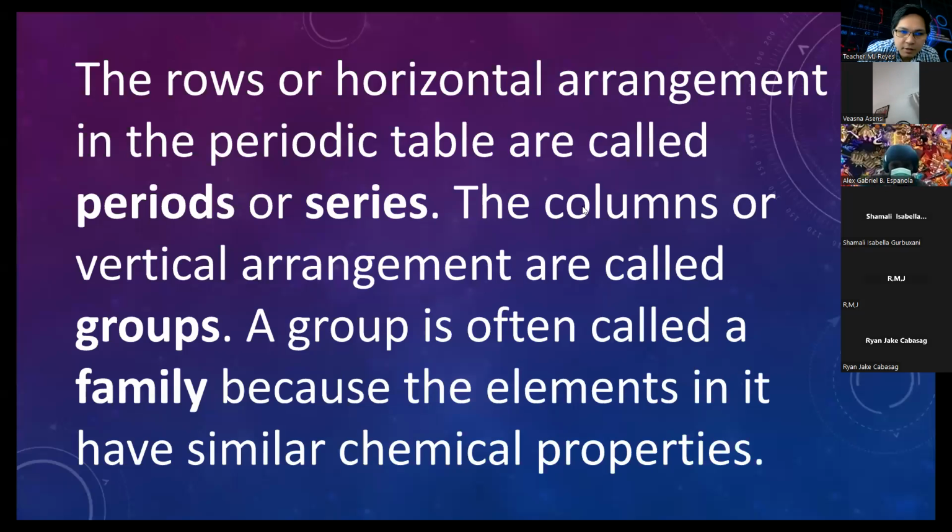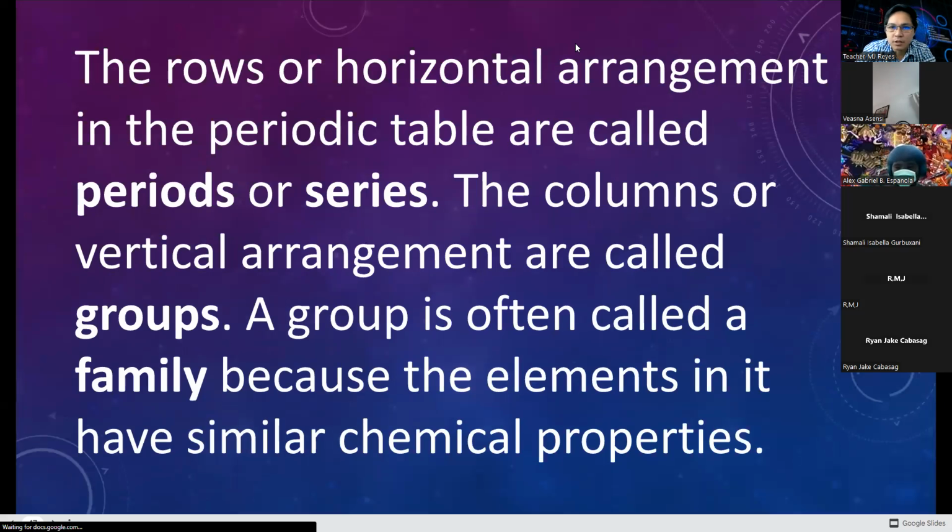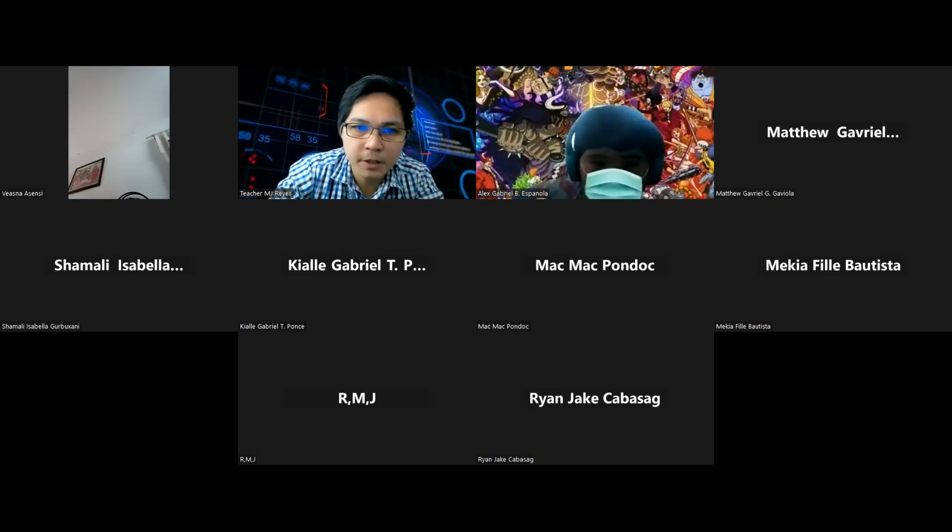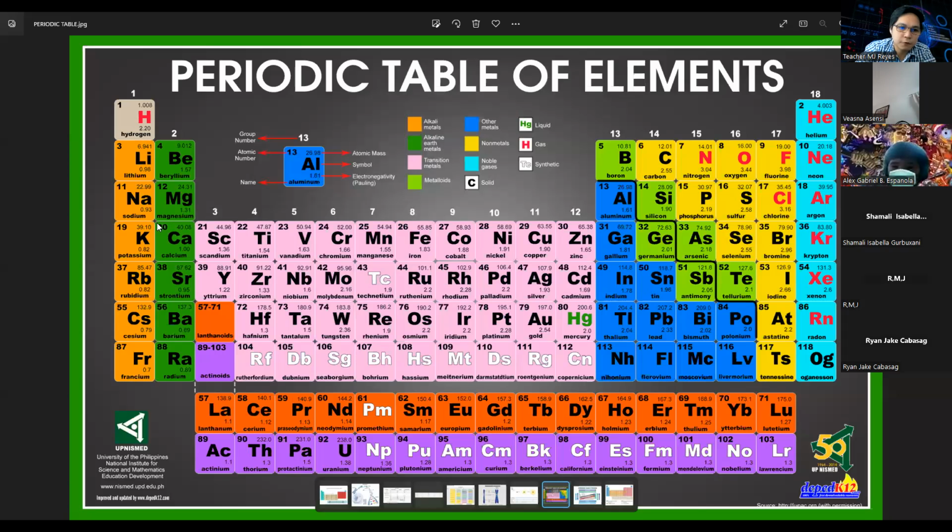The columns or the vertical arrangements are called groups, okay? The columns. So this is your columns. Let me share again my periodic table. From helium going to francium, okay, columns. From beryllium going to radium. From boron going to nihonium. From carbon going to plutonium. From nitrogen going to muscovium.